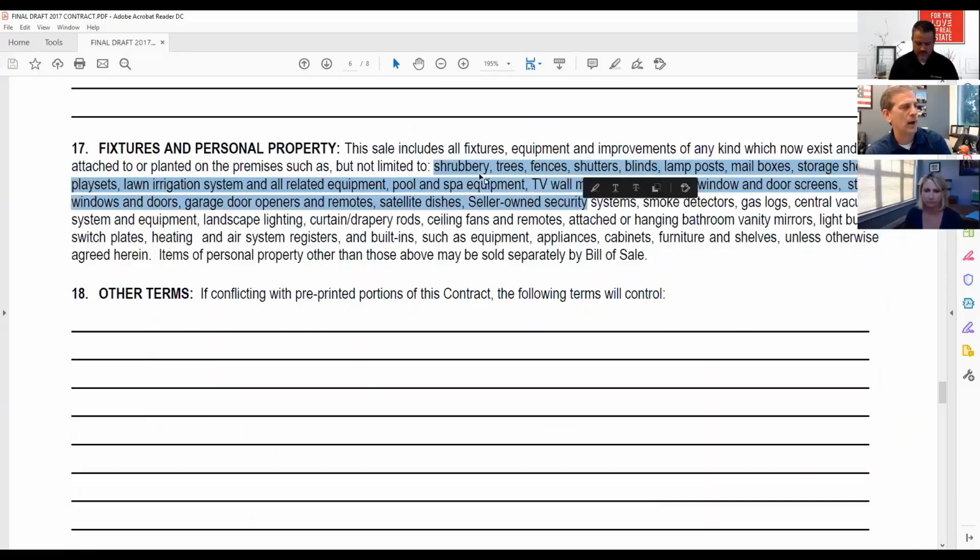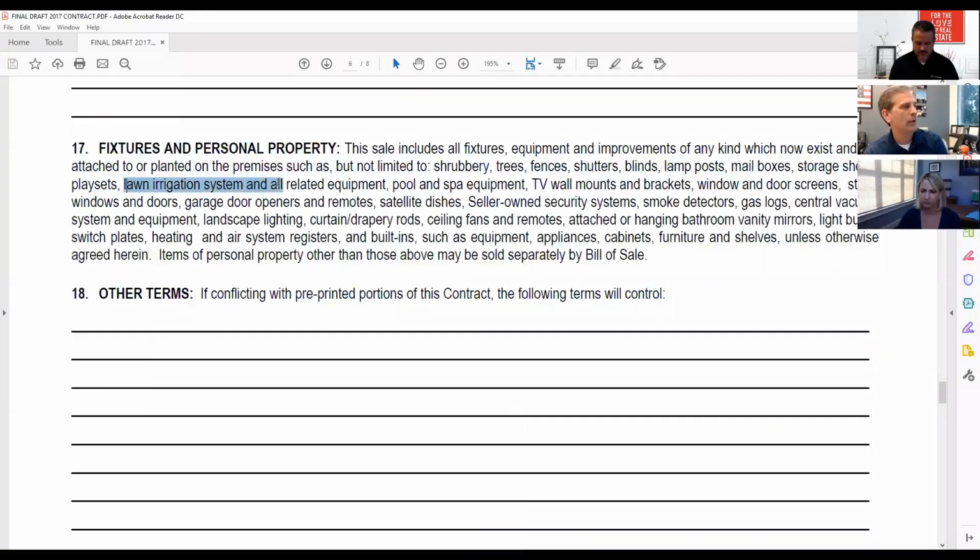Just to hit some of the highlights, shrubbery is a fixture. Do not dig up plants. I've had people do that. Shutters and blinds are fixtures. Do not take down the blinds. Play sets. This is the one we get questions on all the time. We added this a couple of years ago. If it's a play set, it's a fixture, whether it's cemented to the ground or not. If you're not going to convey the play set, make sure you put in there that the play set doesn't convey.